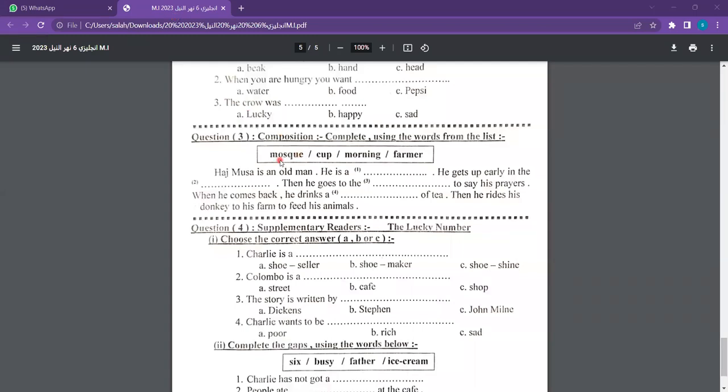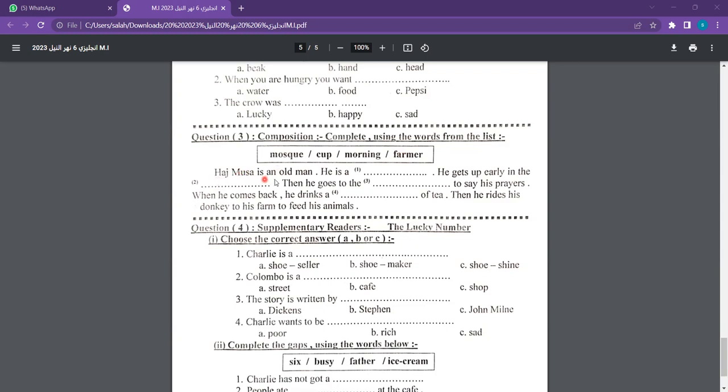Okay, the words are mosque, cup, morning, farmer. Do you know the meaning of these words? The mosque is the place which we go to pray in. Okay, we know the cup. Morning and evening. Farmer, the farmer is the person who plants trees. Okay, yalla, let us start.